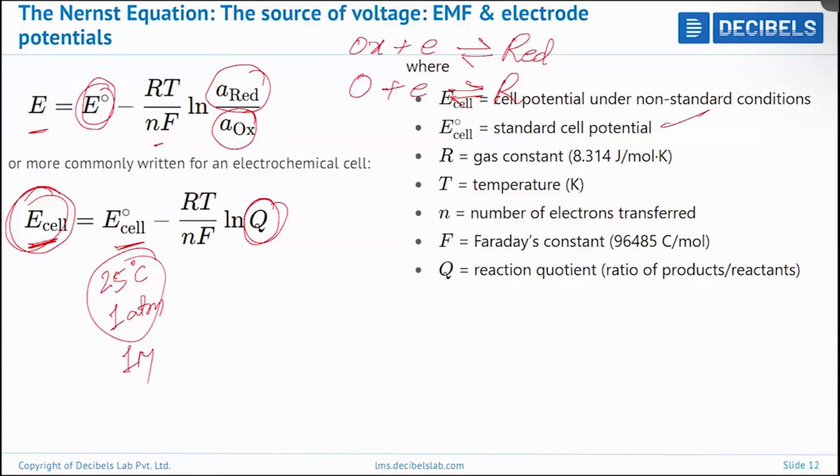R is the gas constant, we know that, T is the temperature, and n is the number of electrons transferred. In the case of lithium battery chemistry, n is always taken as 1 because lithium can give or accept 1 electron. F is Faraday's constant, and Q is the reaction quotient. It's the product by reactant, meaning reduced species divided by oxidized species.